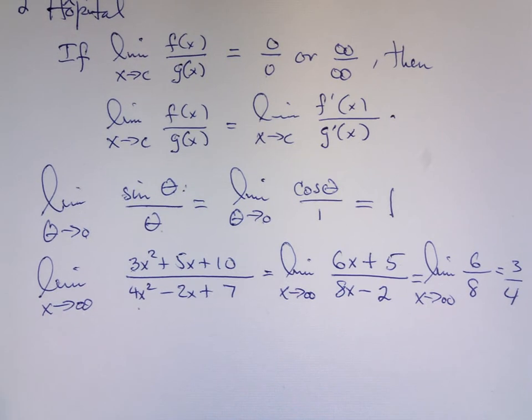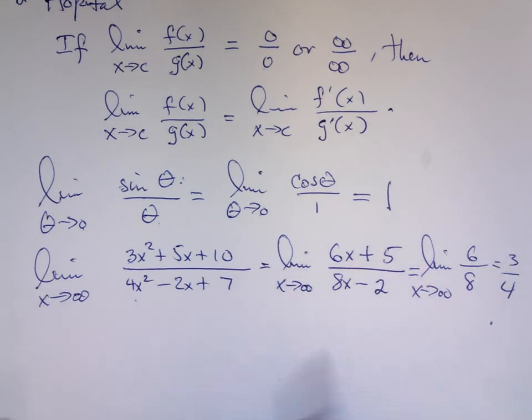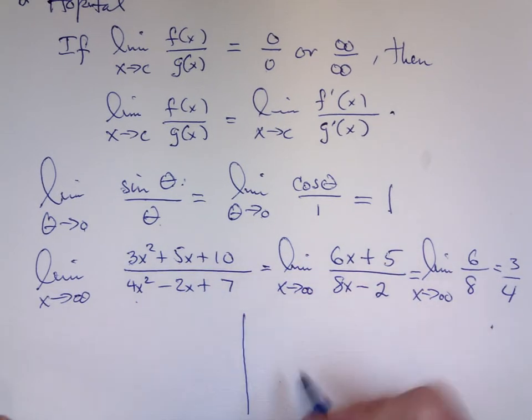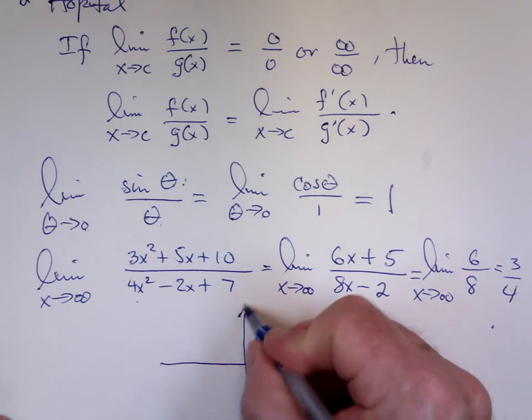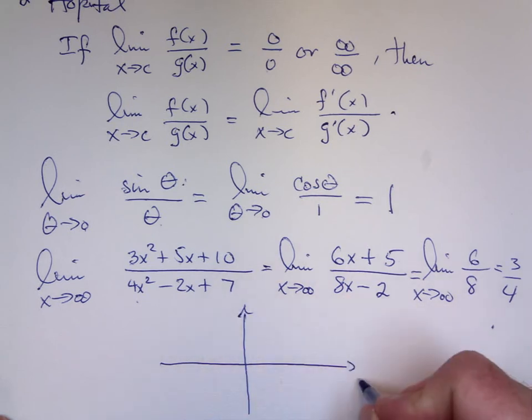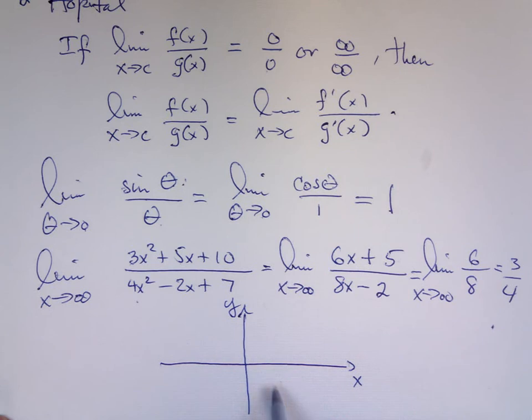On the graph, if you were to graph this quotient, tell you what happens. I don't know what happens when x is small, but I do know this. When x increases without bound, this is going to approach asymptotically 3/4. You're going to get a horizontal asymptote at 3/4. So it may do strange things here, but eventually it's going to settle down and approach 3/4.